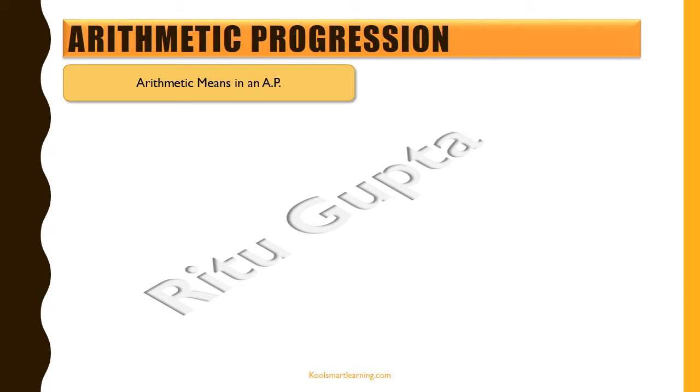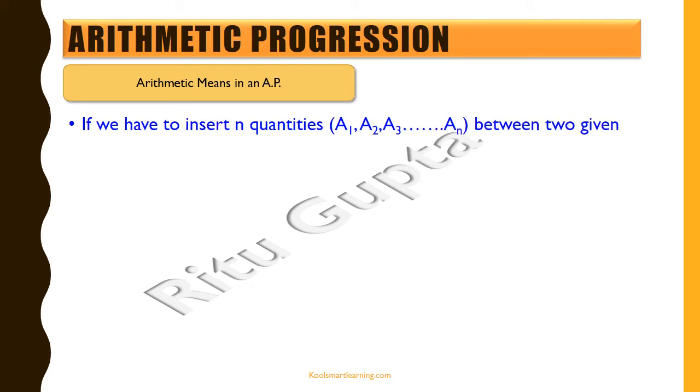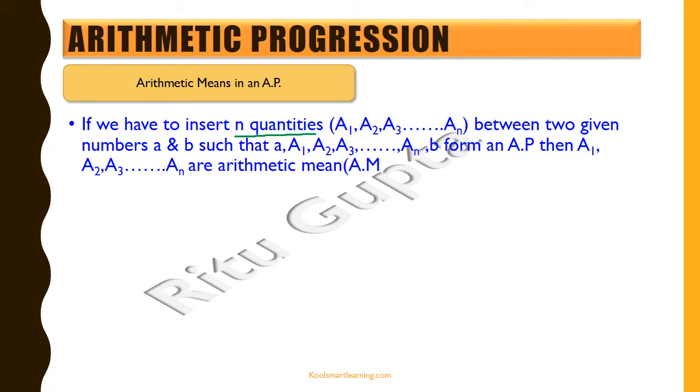So friends, now let's understand what we mean by arithmetic means in an AP. If we have to insert n quantities, A1, A2, A3 till An, between two given numbers A and B, such that A, A1, A2, A3 till An, B forms an AP, then all these n quantities that we've inserted are called the arithmetic means between A and B.